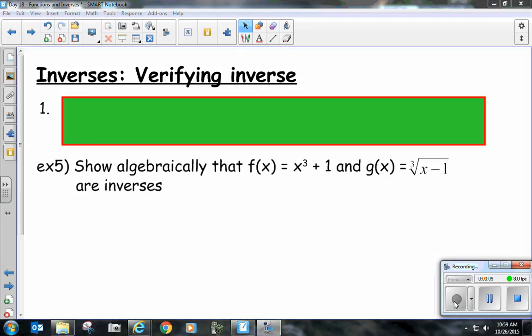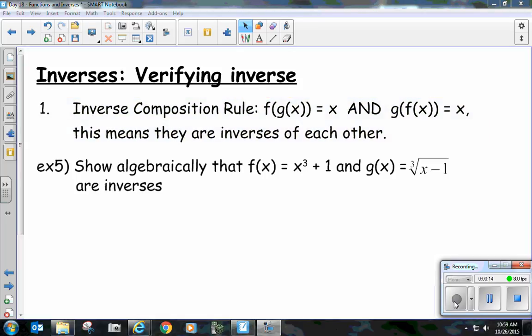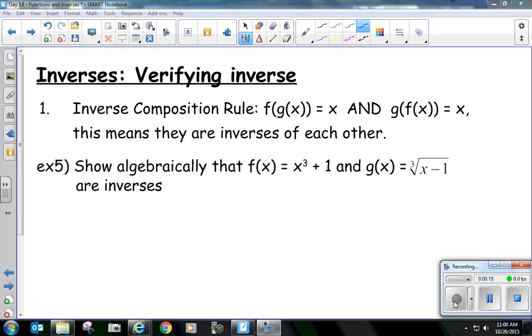Inverse it is. Verifying inverse. All right? The inverse composition rule. If I take f of g of x and I simplify it, it ends up simplifying to just x. Okay? And I switch them around and take g of f of x, and that also simplifies to just x, then that means the functions are inverses of each other. They both need to simplify to x, and that means they are inverses of each other.